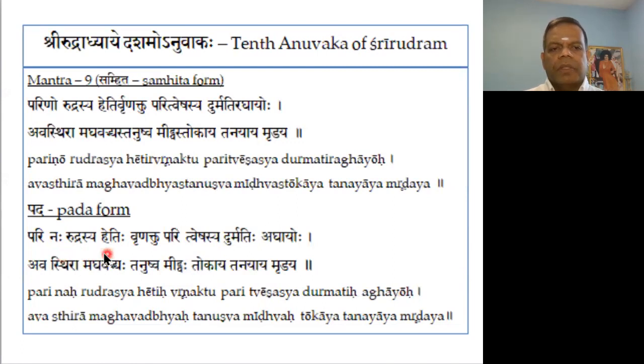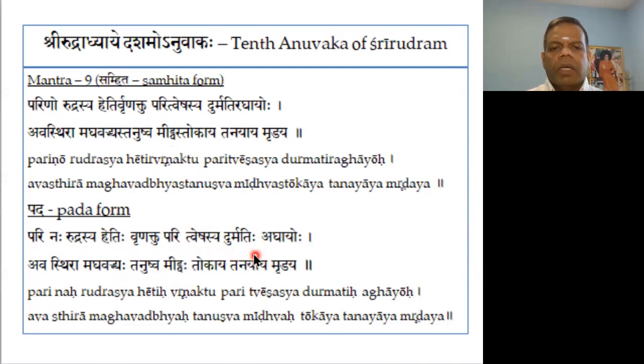Rudrasya, no change. The hetir vrinaktu is again comprised of two words, hetihi and vrinaktu. The visarga hi becomes ir because of sandhi, the joining together of the two words. So it becomes hetir vrinaktu, but individually it is hetihi and vrinaktu. The next one is paritveshasya. It is joined together, but there are no changes happening because of the sandhi. Paritveshasya.